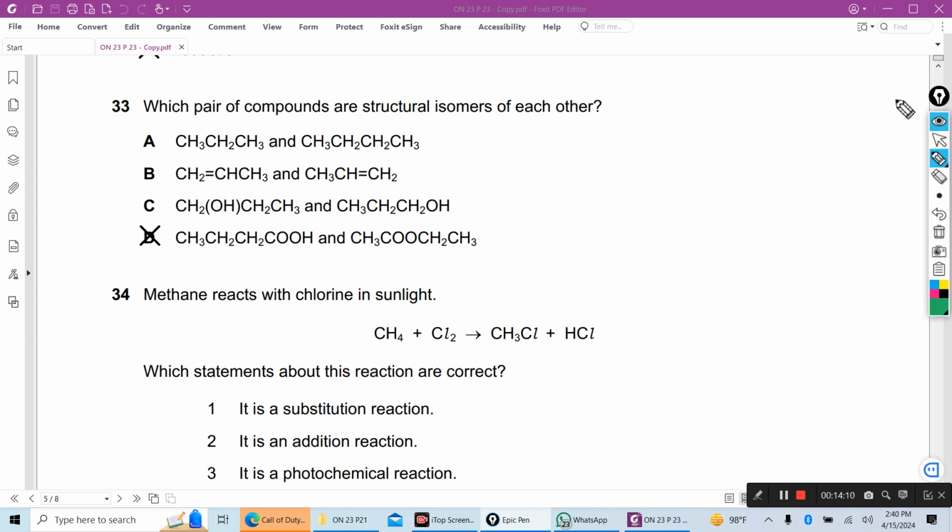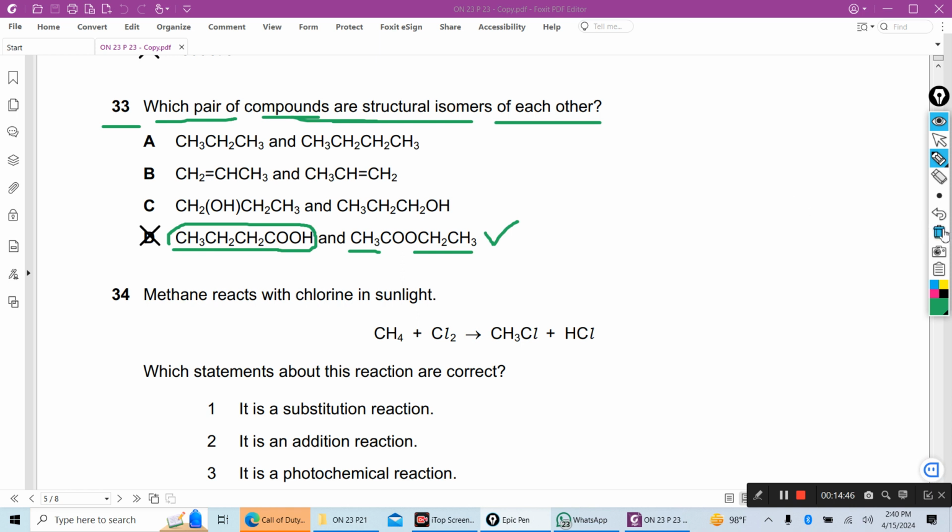33. Which pair of compounds are structural isomers of each other? Molecular formula same, but their displayed formula different. So you see, this is butanoic acid and this is ethyl ethanoate. D is the right answer because this pair are structural isomers: their molecular formula is the same, structure different.